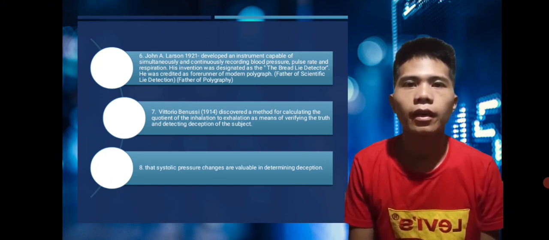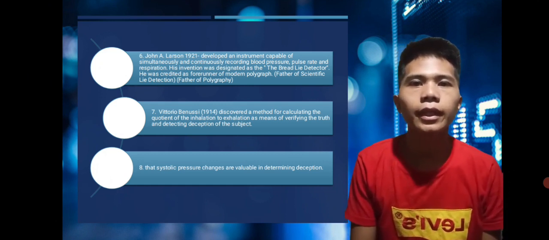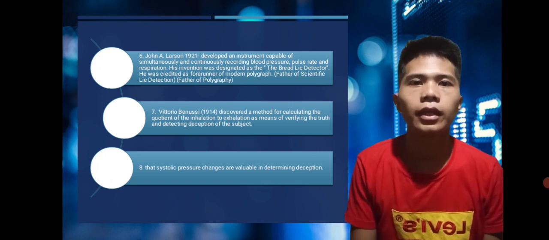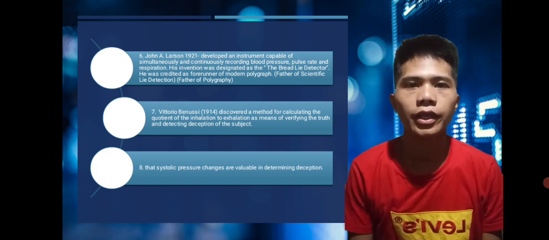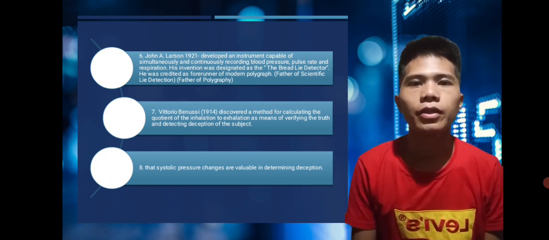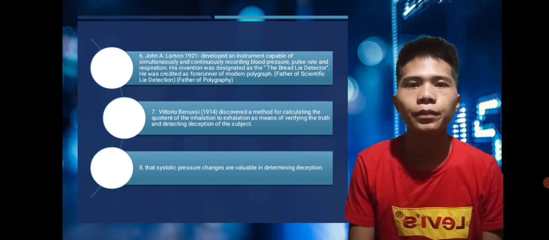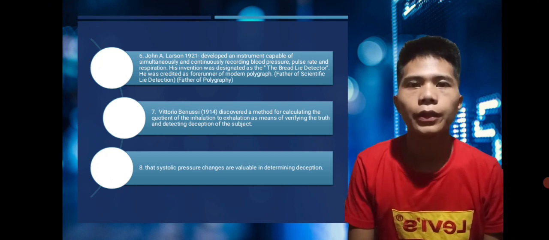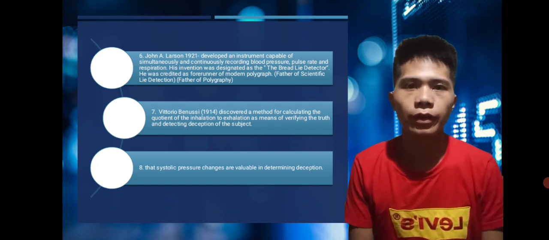Next is Vittorio Benussi, discovered a method for calculating the ratio of the inhalation to exhalation as a means of verifying the truth and detecting deceptions of the subject. He demonstrated the changes in systolic blood pressure were of greater value in determining deception than changes in respiration.